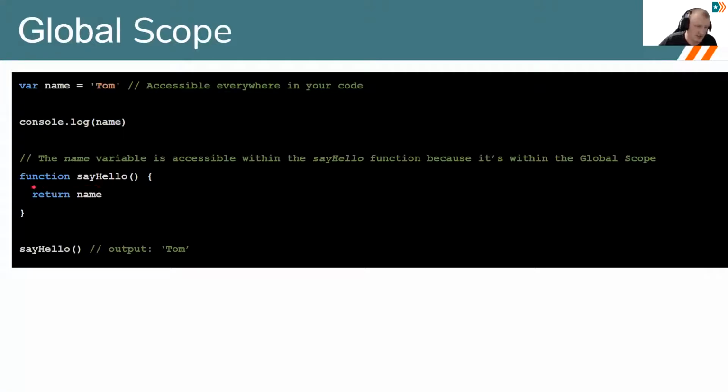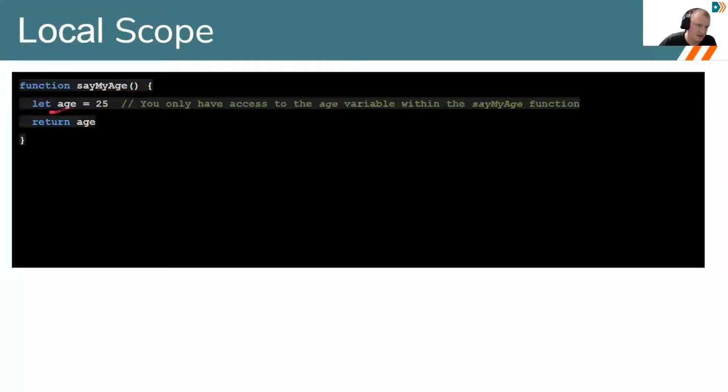Like within this block, I'm not saying let name equal anything. It's literally just referring to that name. So local scope, I am saying let age equal 25 within the scope of this function. So if I was to call this function, say my age, it would always return that value. It's kind of like a hard-coded value. It's always going to return that 25 or whatever I set it to. Every single time I call it, that's what it will give me back.